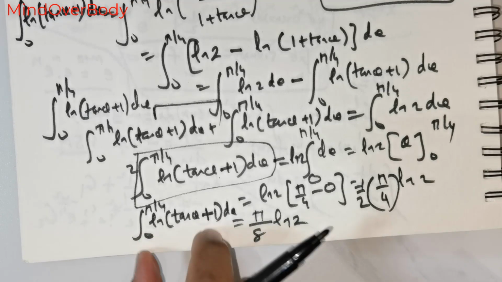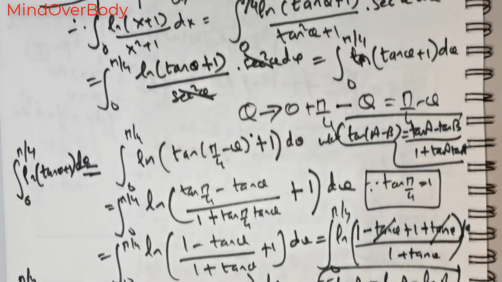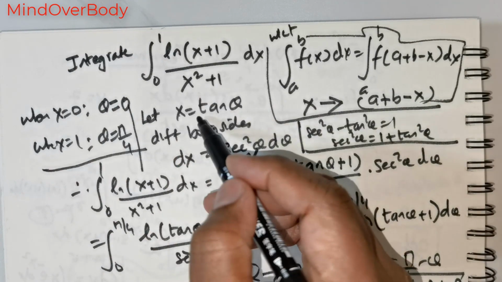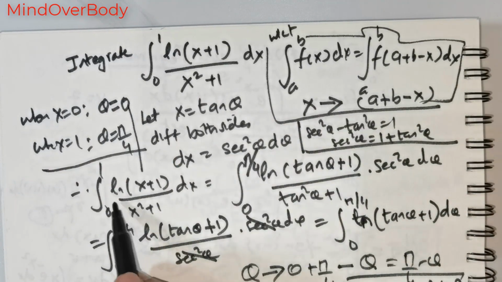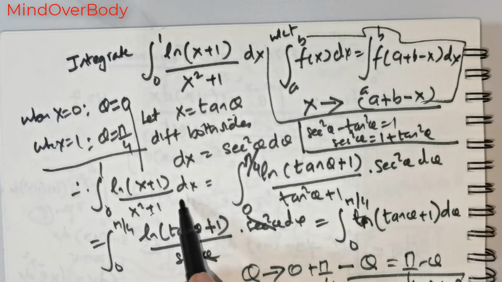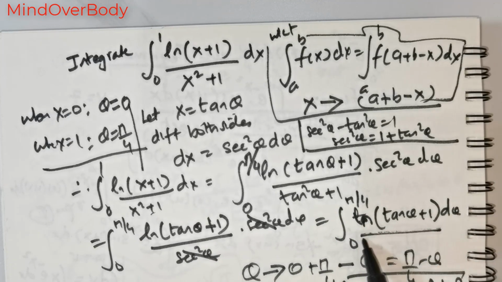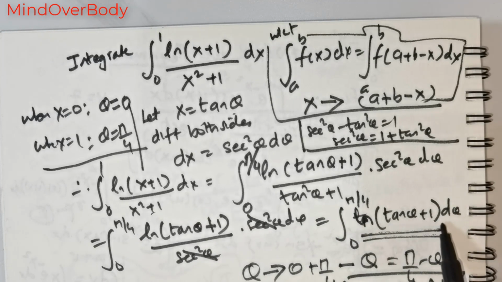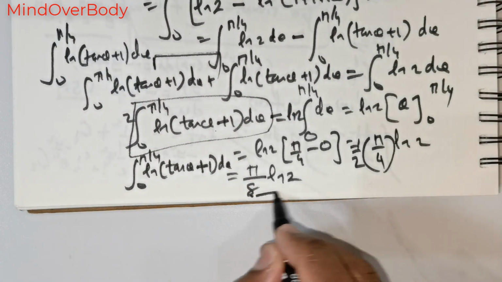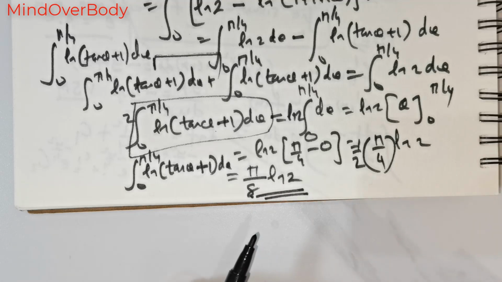Now what is this integral? Let me move up. This integral that we have is actually the reduction of this integral, because since we took x equal to tan theta, we have reduced the integral from 0 to 1 of ln of (x + 1) over (x squared + 1) times dx to the integral from 0 to pi over 4 of ln of (tan theta + 1) d theta. So hence we have achieved pi over 8 times ln 2 to be the solution to this particular question.